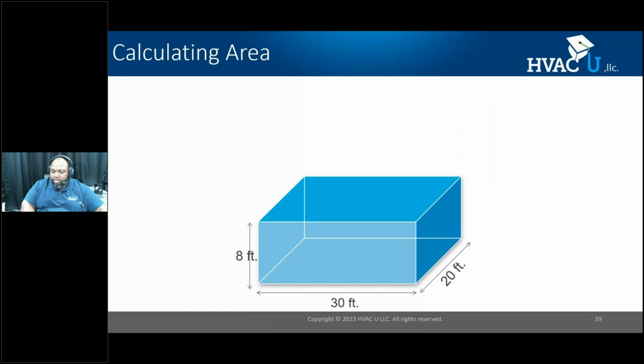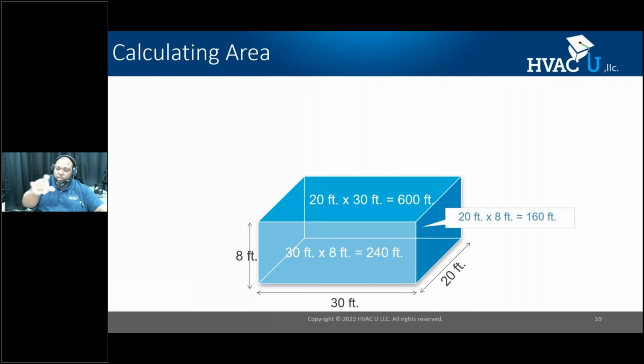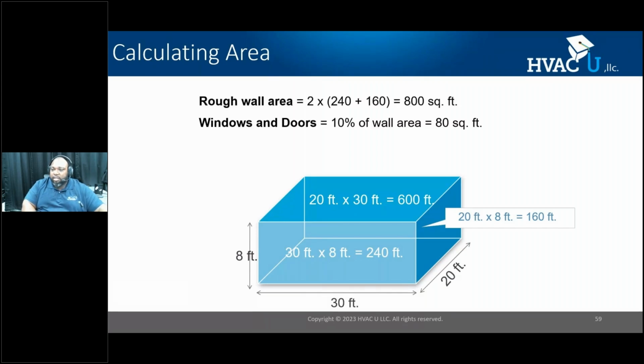All right. So basically, we calculated our volume. We're 20 by 30, 30 by 8. We have the area of each wall and the area of the ceiling. So our rough wall area is 800 square feet. Our windows and doors are 80. When we take the windows and doors out of the walls, we come up with 720 square feet.